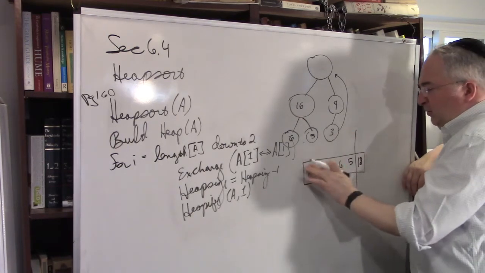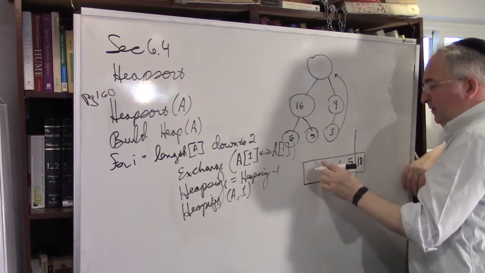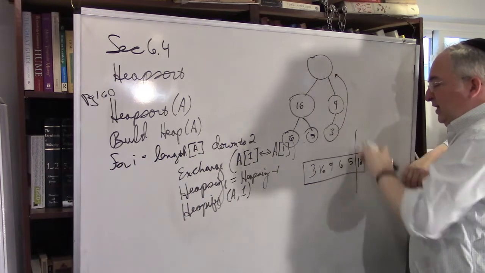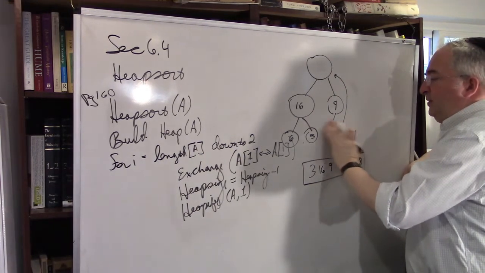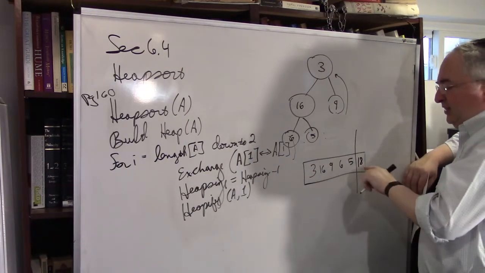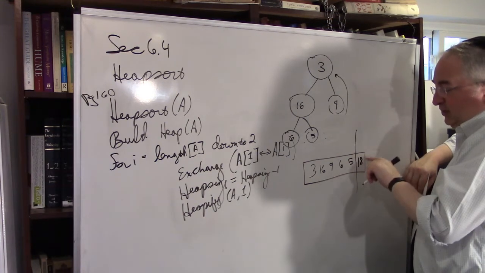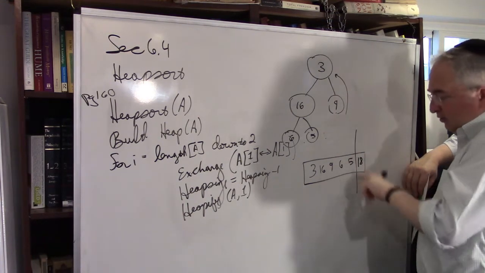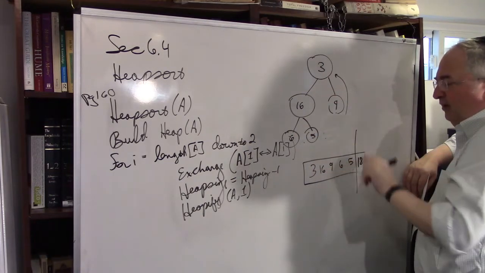So what happened here was there was a 3 over here. I bring the 3 up to the top. There was an 18 here, and I changed positions. Now I bring the 3 to the top. The 18 is over here. It's not in your heap anymore. It's over here, but it's not in your heap. Your heap size is now 1, 2, 3, 4, 5.